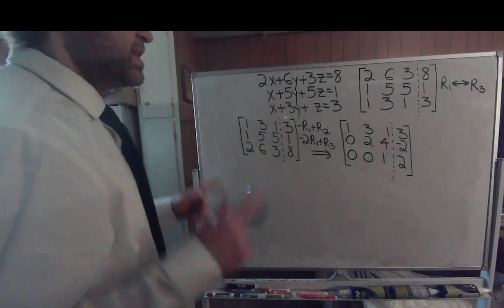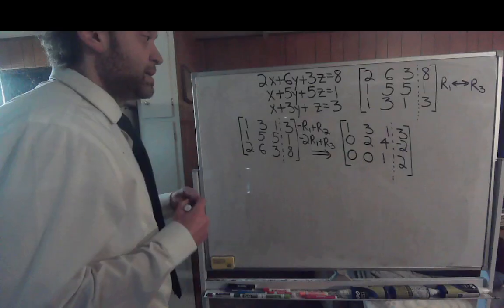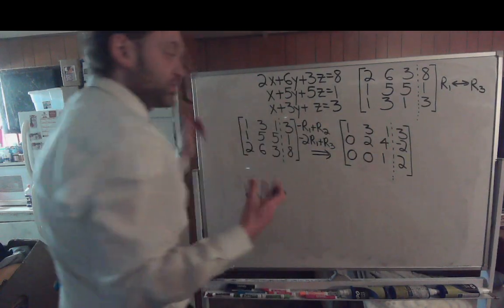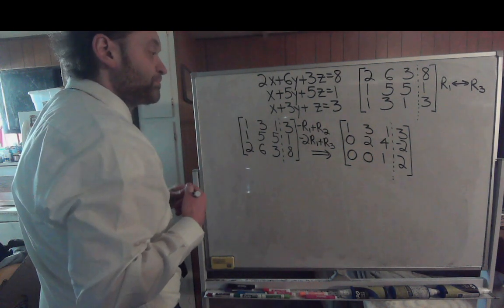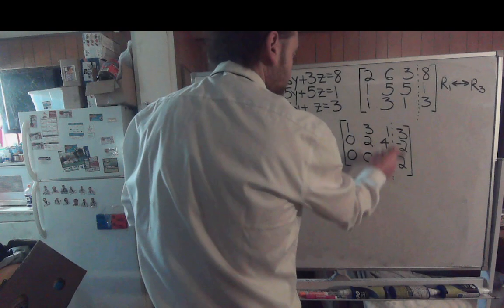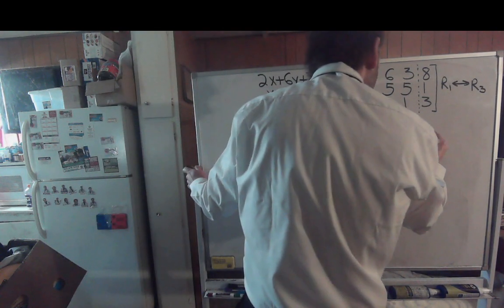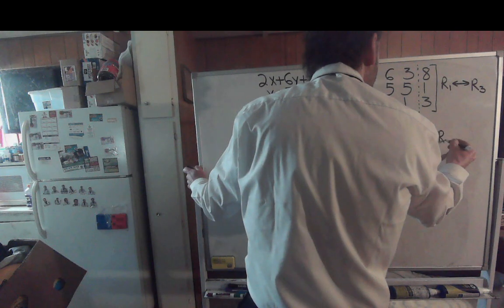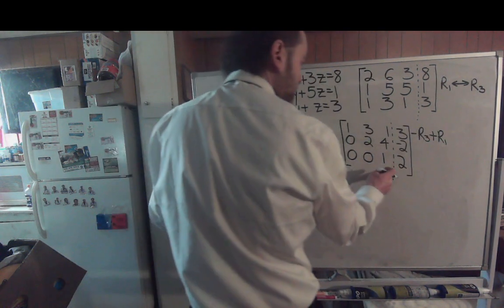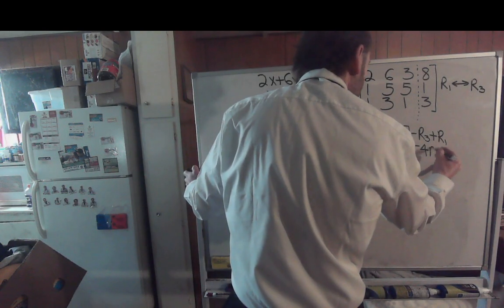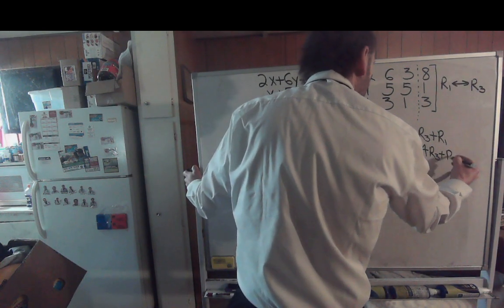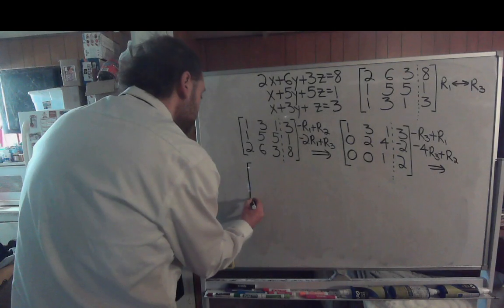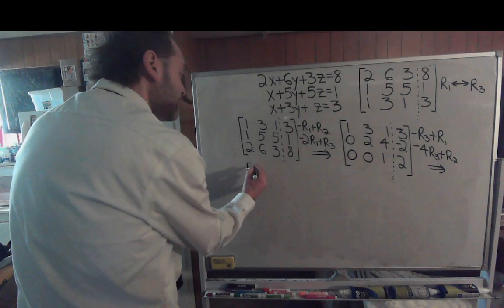So I'm going to say the next goal is to make the third digit in both rows 2 and 1 also a 0. If I literally just take the negative of row 3 and add it to row 1, I can make it happen there. And then if I take negative 4 times row 3 and add it to row 2, I'll make it happen there. So let's go ahead and do that. For the time being, we're going to leave row 1 alone.